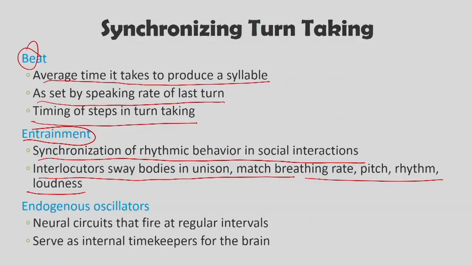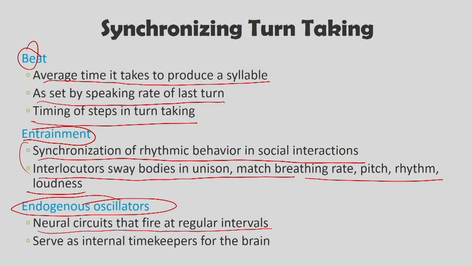It is believed that entrainment results from the activation of endogenous oscillators in the brain of the interlocutor. Endogenous oscillators are neural circuits that fire at regular intervals and thus serve as internal timekeepers of the brain. So, what are these endogenous oscillators? They actually help in maintaining this entrainment. Entrainment occurs when the firing rate of endogenous oscillators in the listener's brain matches that of the speaker's, as communicated through various visual and vocal signs. So, that is when the actual entrainment happens.